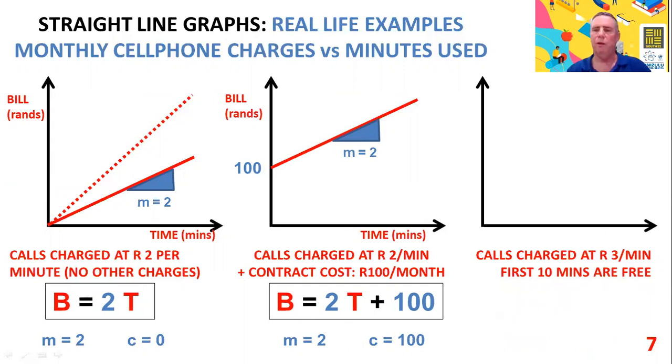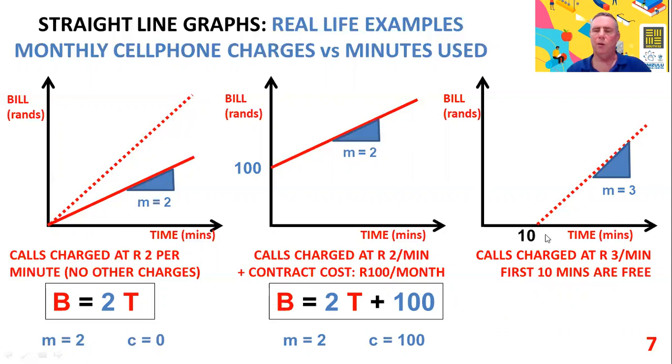Calls are charged at 3 Rands per minute, but the first 10 minutes are free. Again, label our axes, bill in rands versus time in minutes. And now our graph is going to look like that. And the gradient would be 3. So I've made it dotted to remind you that it's the same gradient as that first graph. Lines which are parallel have the same gradient.